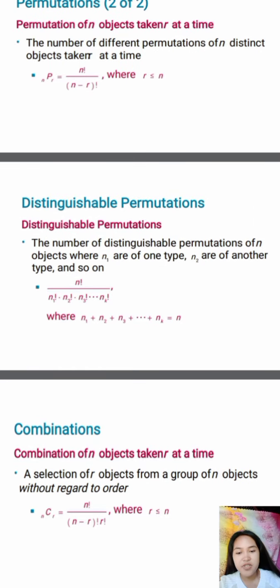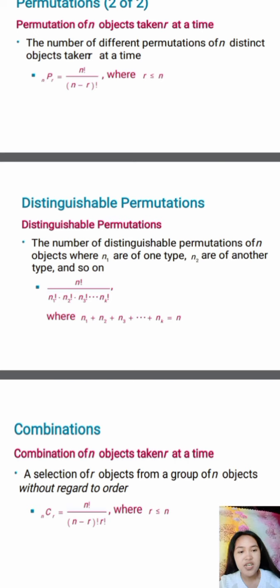Next is combinations. Combination of n objects taken r at a time: a selection of r objects from a group of n objects without regard to order. nCr is equal to n factorial over n minus r factorial times r factorial, where r is less than or equal to n.